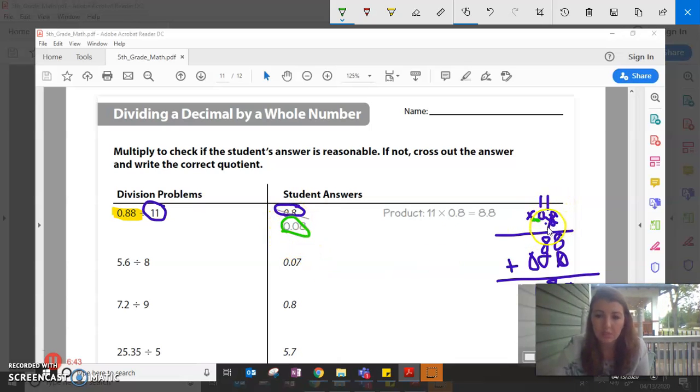They knew the decimal place needed to be 1 place over to the left, so that my product would have 2 decimal places. And I couldn't change the 11 because that was given in the problem. So all I could change is the student answer part. Let's try another one like that. Let's do number 2.